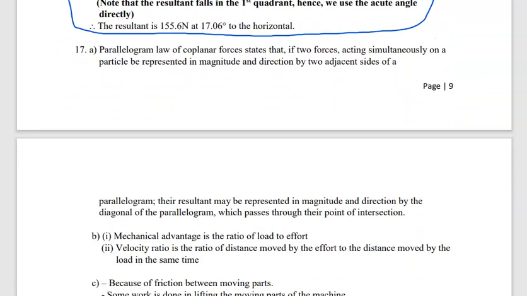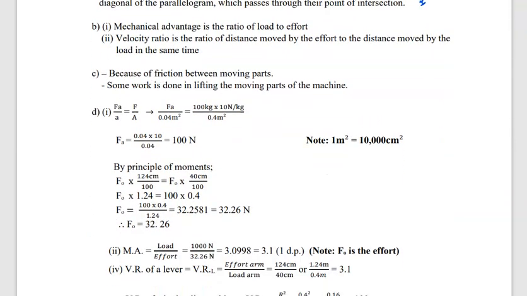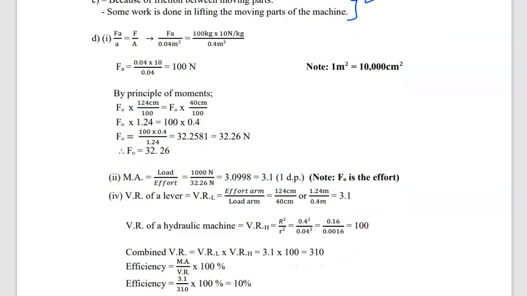Then move on to number 17, the definition of parallelogram law of coplanar forces. It comes down to this point. Then we come to part B. Part B is here. Mechanical advantage, velocity ratio, their definitions, reasons why, mechanical friction, the reasons why efficiency is never 100%. Then there is the calculation on the hydraulic machine, also down here. So just pause bit by bit up to this point. Then we get F naught. Then the formula for mechanical advantage, you get it here.